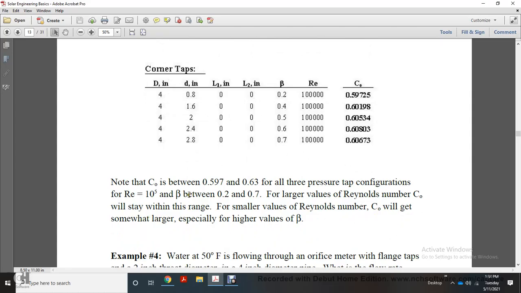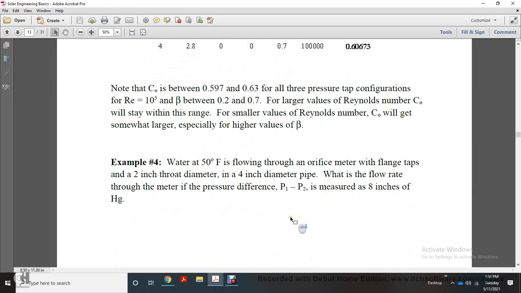The Reynolds number is 10 to the 5th, and the orifice to pipe diameter ratio ranges from 0.2 to 0.7. At large values of the Reynolds number, the orifice coefficient will stay within this range. At smaller values of the Reynolds number, the orifice coefficient will get somewhat larger, especially at higher values of the pipe ratio.